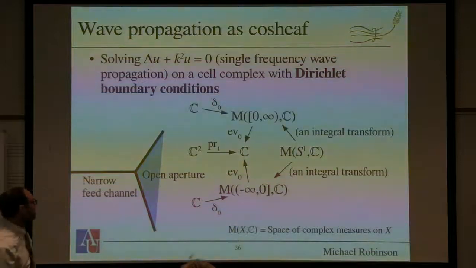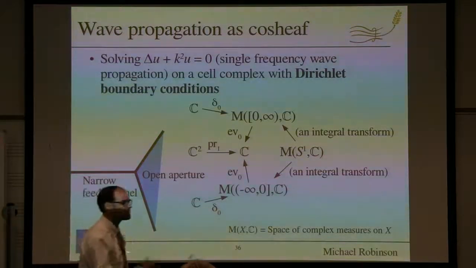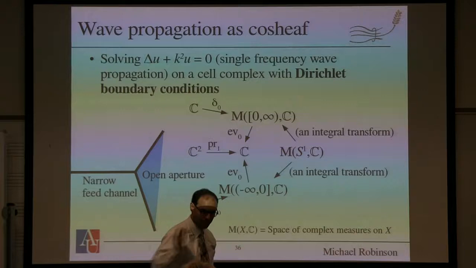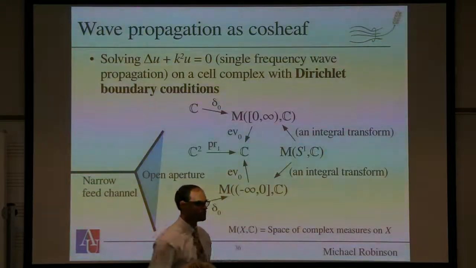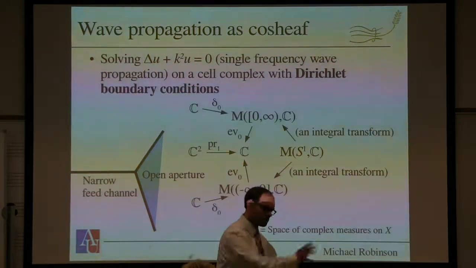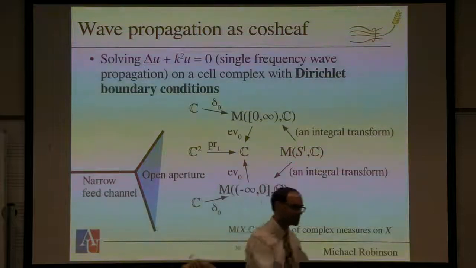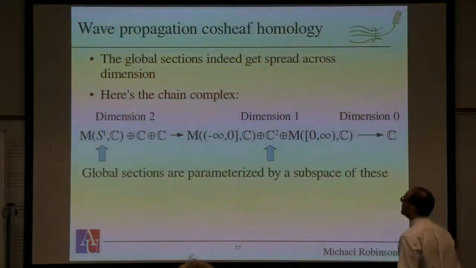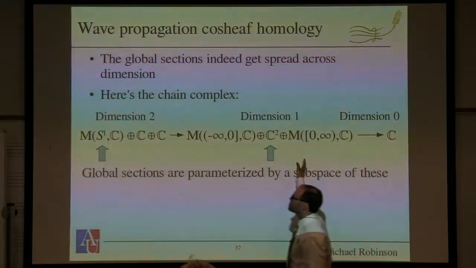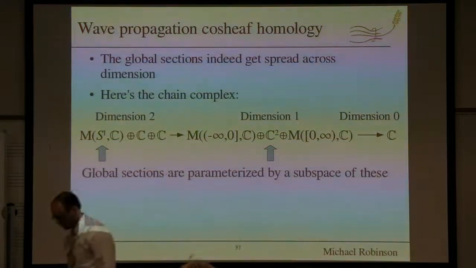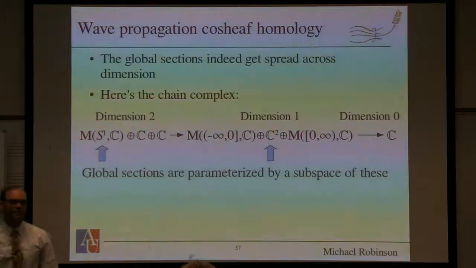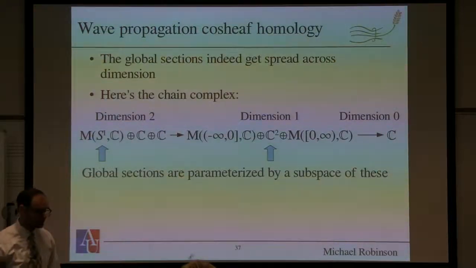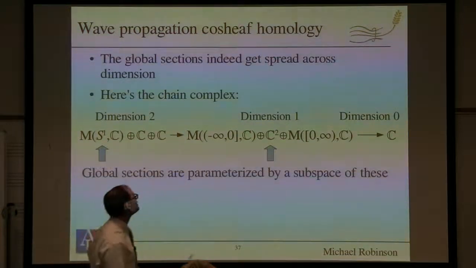If I try to write down the co-sheaf homology in exactly the same way we've been doing it, grab all the dimension 0 stalks, grab all the dimension 1 stalks, all the dimension 2 stalks, put them together, build a boundary map now. That's exactly what you do. Turns out the global sections end up spread across dimension 1 and 2, which is kind of awkward. So even though co-sheaves are great for modeling top-down models, the homological study of them is somewhat stymied by this.